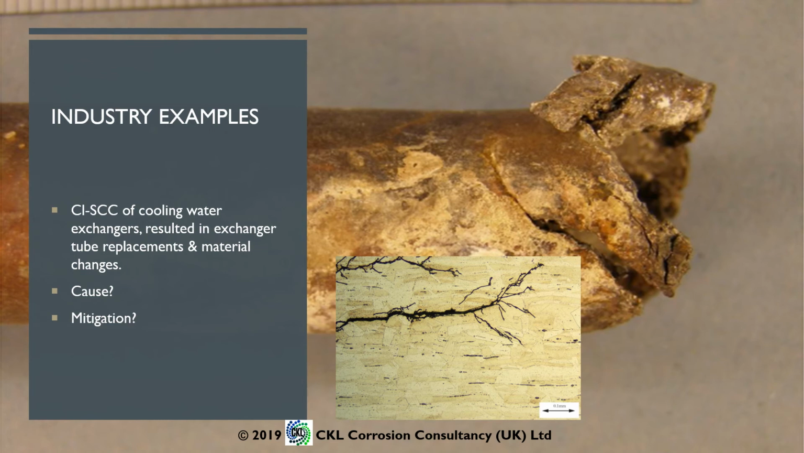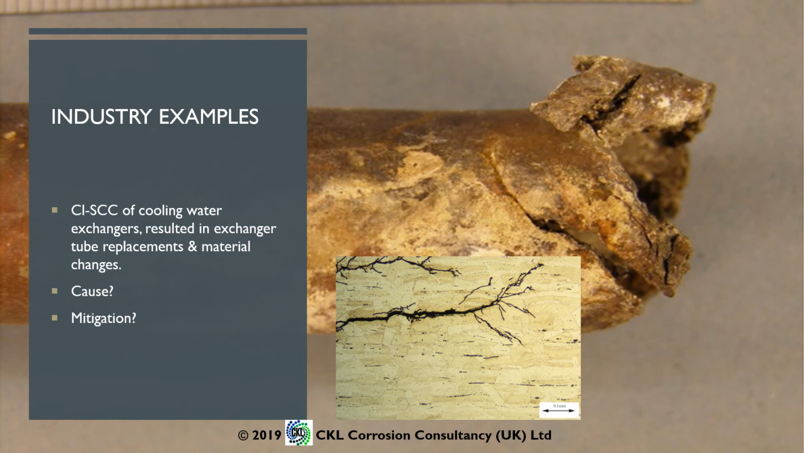Okay, so how was this caused? What could we do to prevent it? Well, it was a cooling water exchanger. It was a cooler. It resulted in the exchanger having the tubes replaced, and we upgraded the material to prevent recurrence. So the issue was that it was getting hotter than anticipated, and there'd been a step change in the chloride content of the cooling water system because of a change of supply at the source.